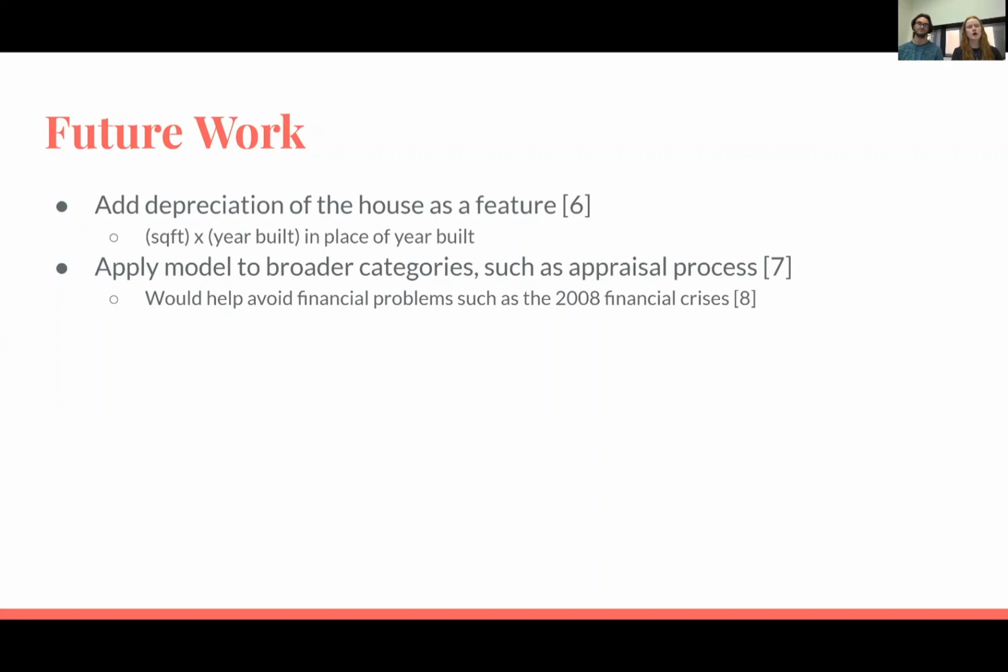So for future work, a feature that we could look at adding is the depreciation of the house. Basically, this would be the square footage of the house multiplied by the year built, and we would use this in place of the year built feature. And then this model could also be applied to broader categories such as the appraisal process. This specific process possibly led to the 2008 financial crisis. And if we were able to improve upon that process and make it more standardized, then we could avoid those crises. And here are references.